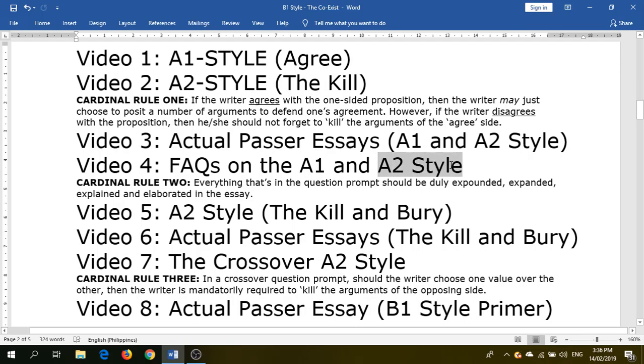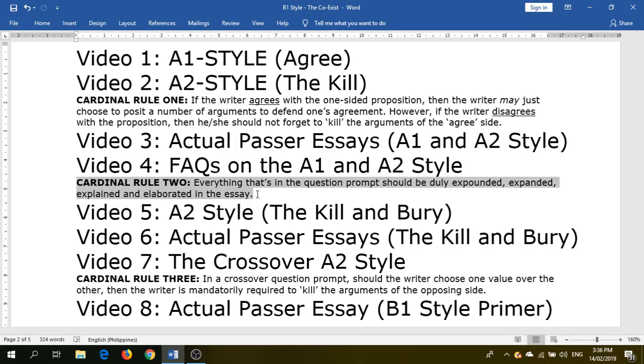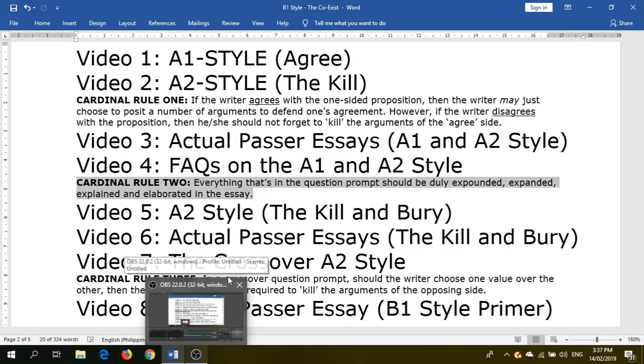When the writer disagrees with a one-sided question, why is it that the writer cannot just posit the disagree arguments? The reason is that the agree arguments are in the question prompt itself. And cardinal rule number 2 was therefore introduced, which states that everything that's in the question prompt should be duly expounded, expanded, explained, and elaborated in the essay. So after you have duly expounded and expanded the arguments explicitly stated in the one-sided question prompt, you should then proceed to kill these arguments.